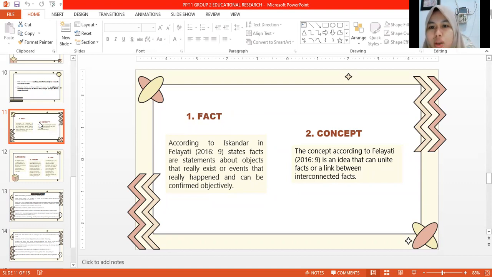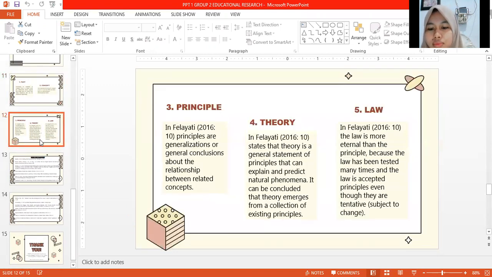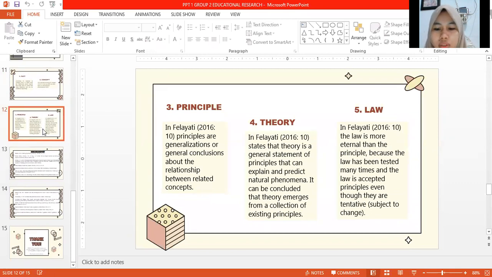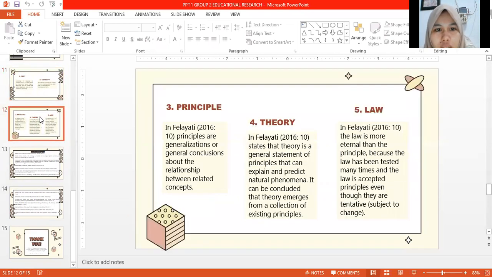And then concept. The concept, according to Velayati 2016, is an idea that can unite facts or link interconnected facts. Next slide, please. So the concept is a simple conclusion that can describe a collection of interrelated facts.